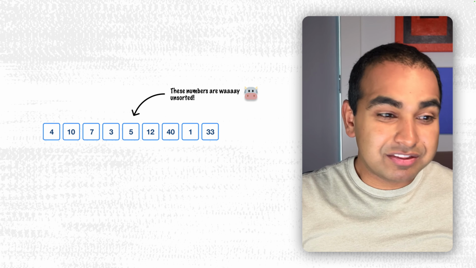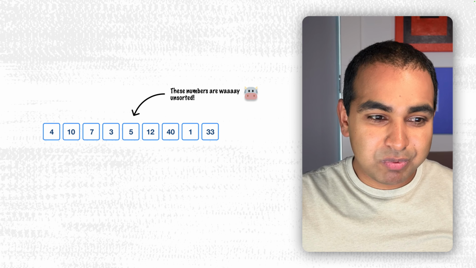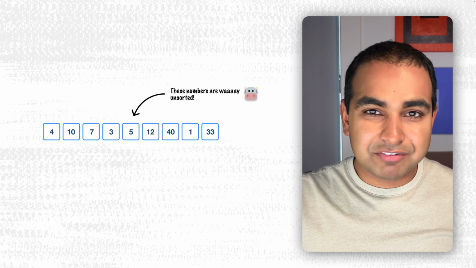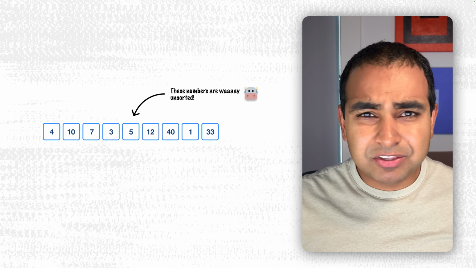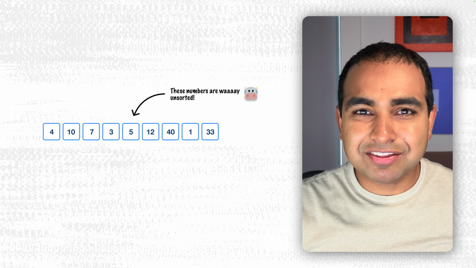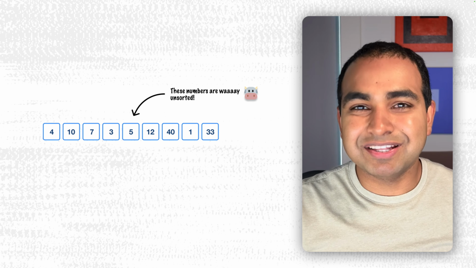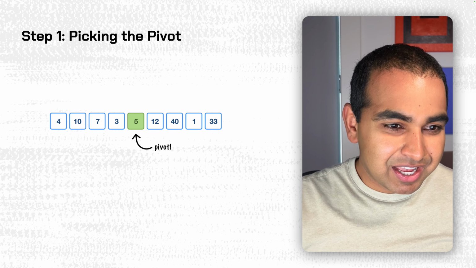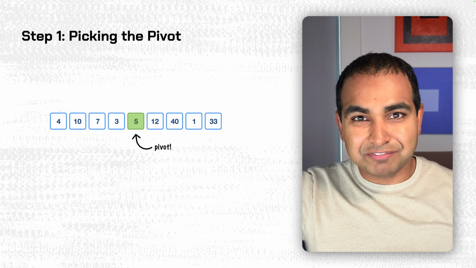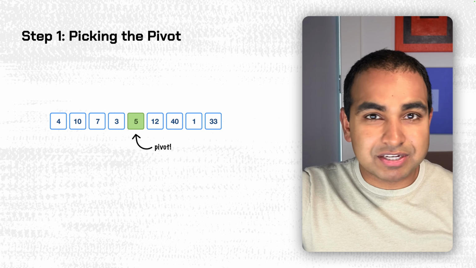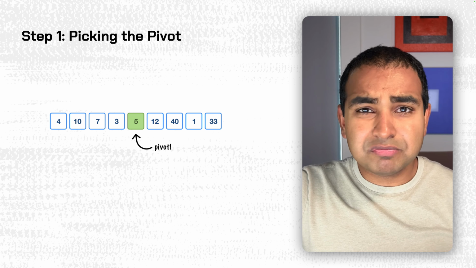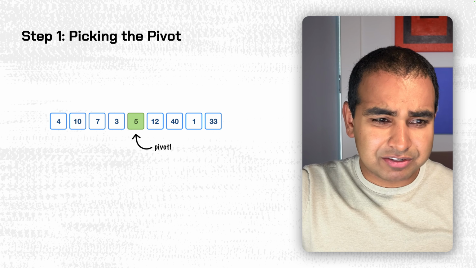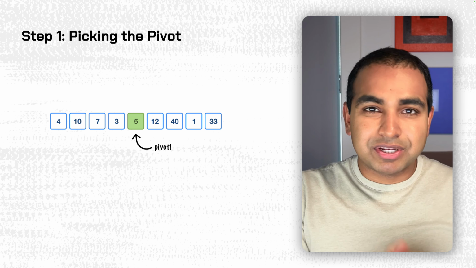Here we have our unsorted list of values, and we want to use QuickSort to sort them. So our values are 4, 10, 7, 3, 5, 12, 40, 1, 33. No real pattern to them, just a nice happy group of values that are completely not in any pattern. And so the first thing we do, step 1 of our 3-step process, is we pick the pivot. The pivot can be any value in your collection, but for how our QuickSort algorithm is going to be implemented, it's going to be the midpoint. It's going to be the middle value.